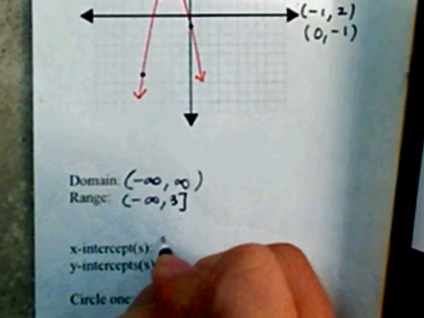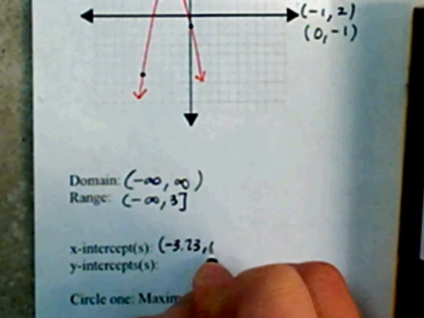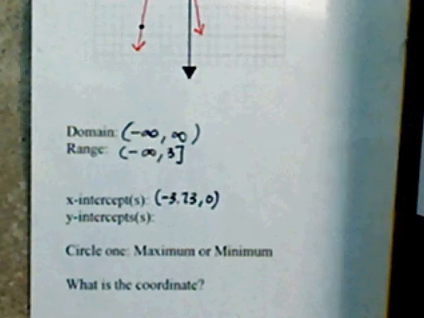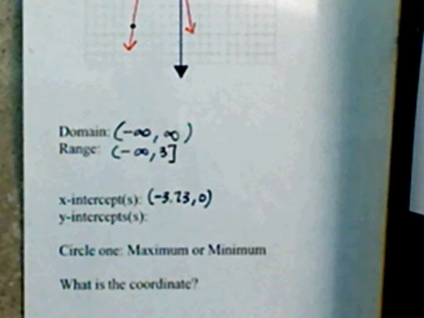Alright, so, where did you cross the x-axis? At negative 3.73, comma 0. Okay. You guys see how I got that point?